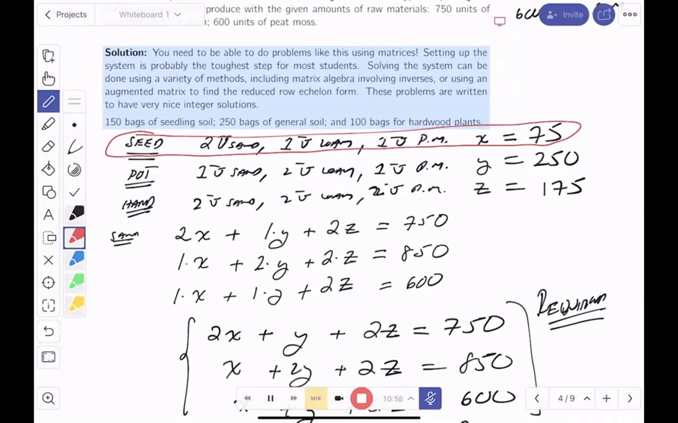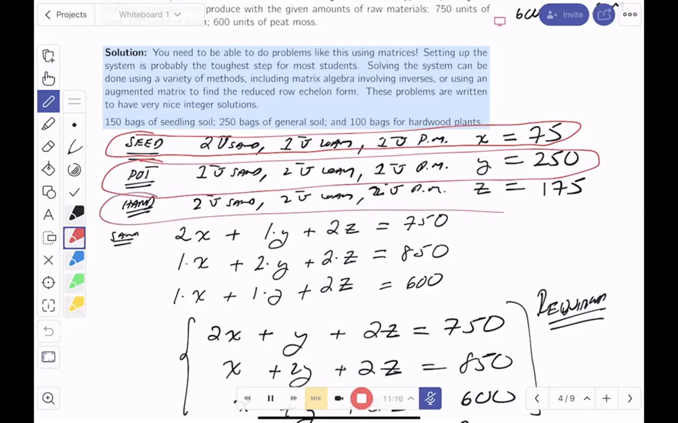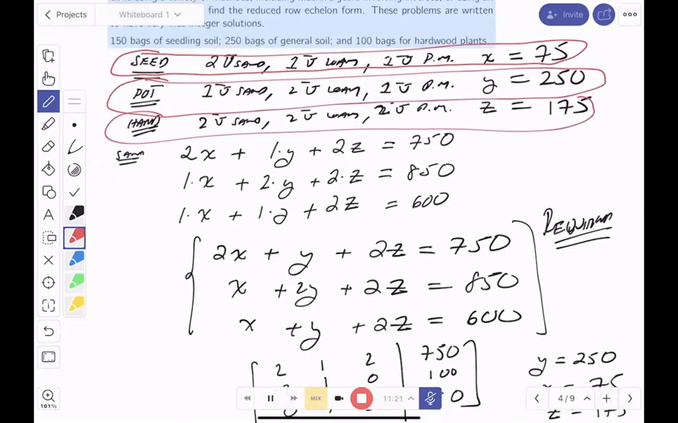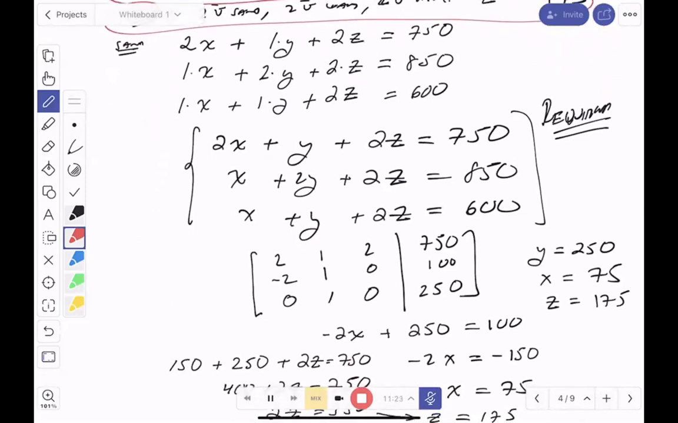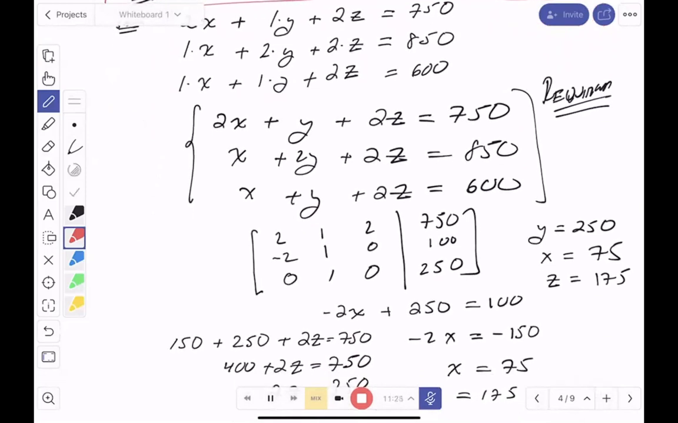I think I made a mistake somewhere. 250 bags of the potting soil. Yep, I got that right. Boy, I made a mistake somewhere, didn't I? And hardwood, I made a mistake. And I want to tell you the mistake I've made. I got to correct it, and we got to look back at it. That's a problem for me because I wasted a whole bunch of work over here, and I got to do it again. I didn't get the right answer.